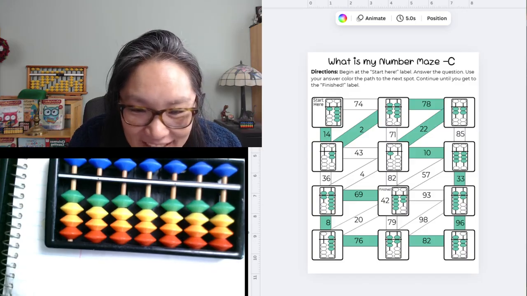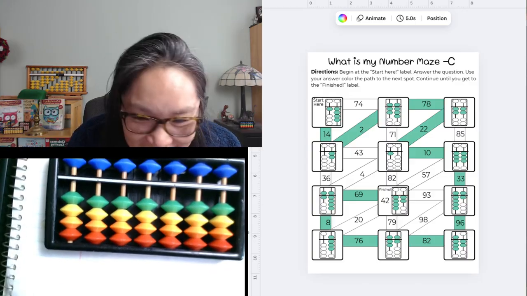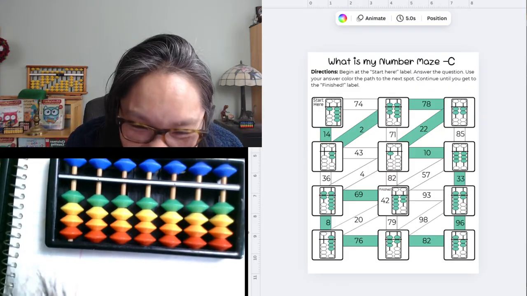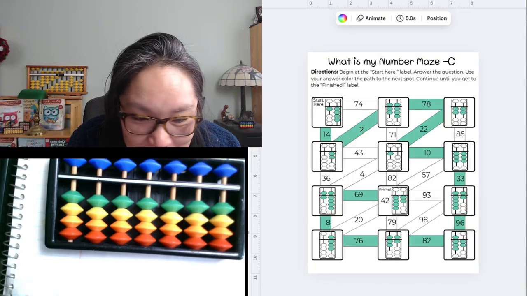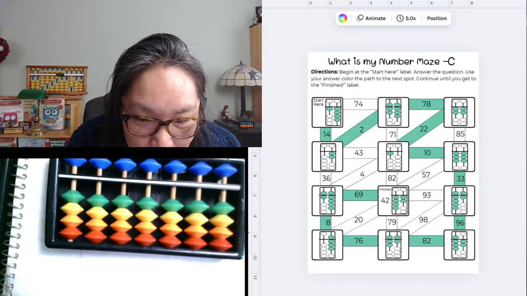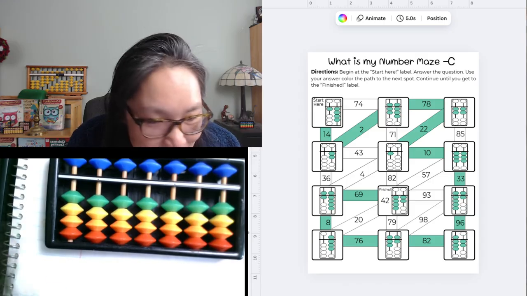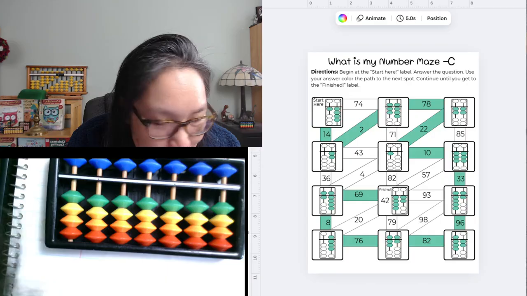Hey Sai, do we want to do some adding or continue with the maze? It's up to you guys. We could do more of the maze or we could do adding, because I have 26 pages. Oh, adding. Okay, we'll do some adding. I want to try some adding.